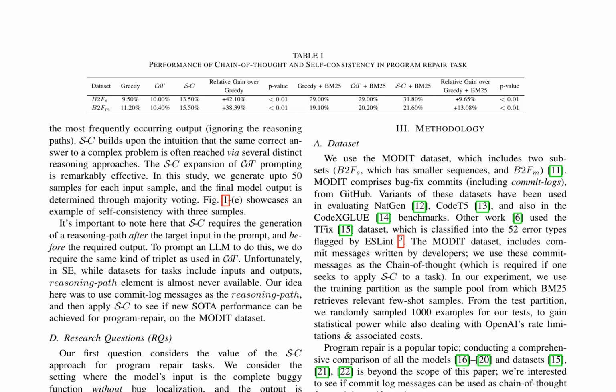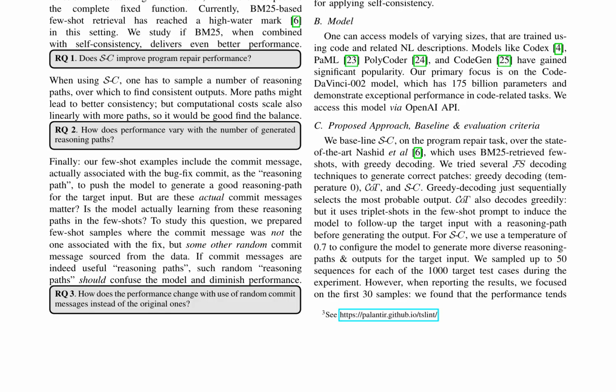The authors investigate three research questions: whether self-consistency improves program repair performance compared to the baseline method of Nashid et al., how performance varies with the number of generated reasoning paths, and whether actual commit messages are useful as reasoning paths. The proposed approach involves comparing the performance of greedy decoding, chain of thought, and self-consistency in generating correct patches. Chain of thought uses triplet shots in the few-shot prompt to induce the model to follow up the target input with a reasoning path before generating the output.